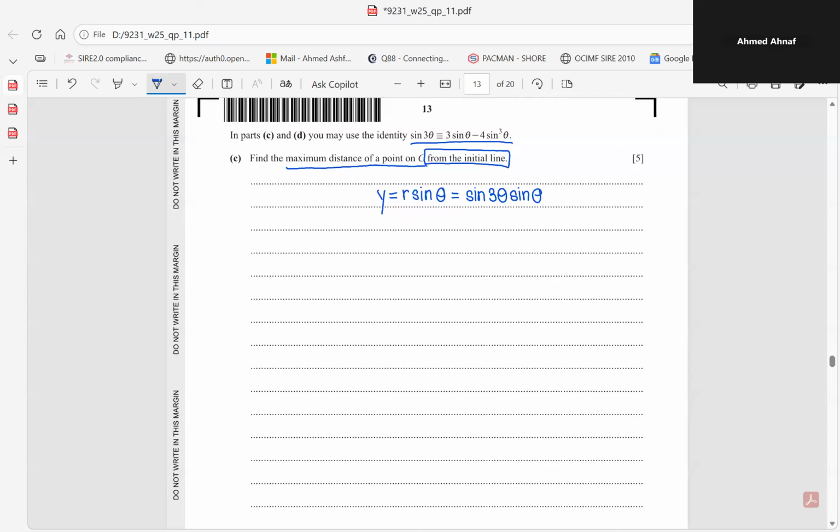Okay, let's use the identity because we're gonna have to differentiate it. So sine theta times 3 sine theta minus 4 sine cube theta equals to 3 sine theta squared minus 4 sine theta to the power of 4. So this is our y equation. And now we're going to find dy d theta. So just differentiate it.